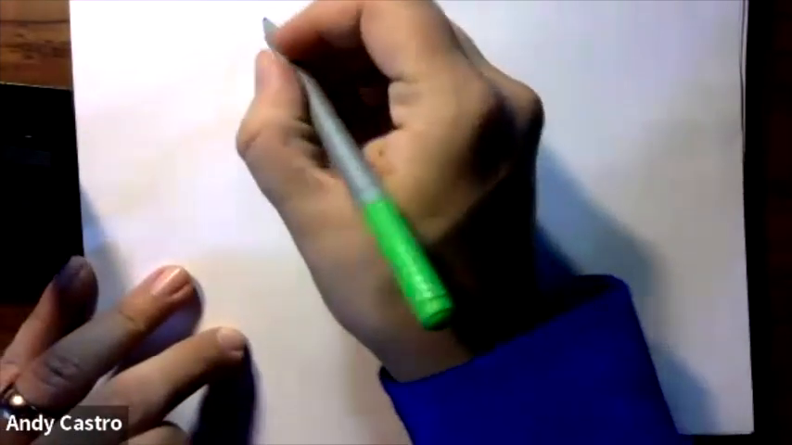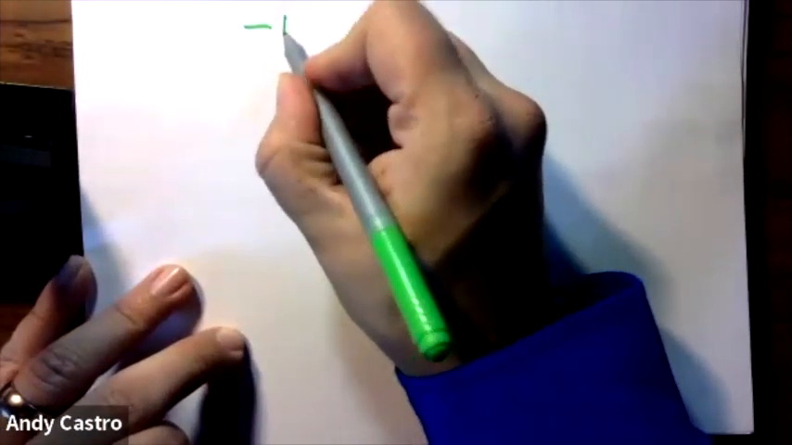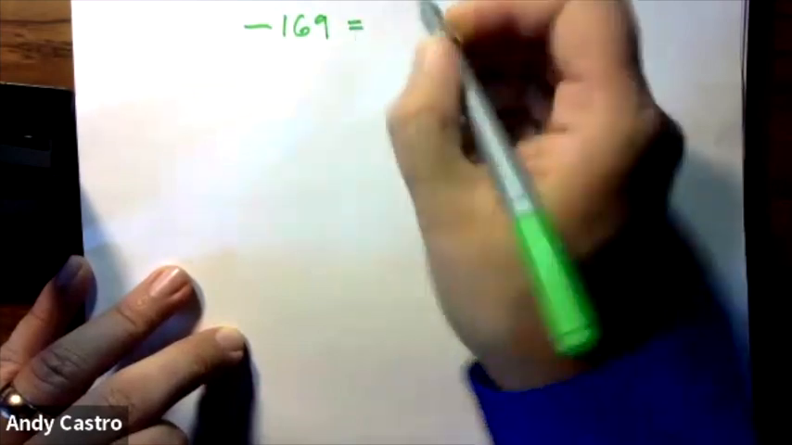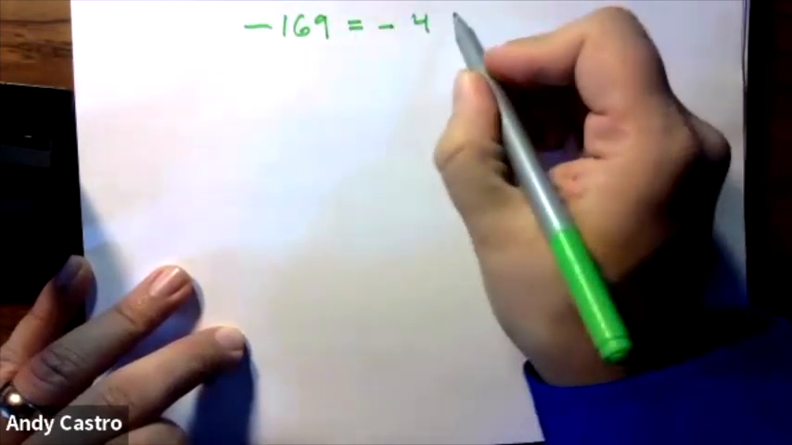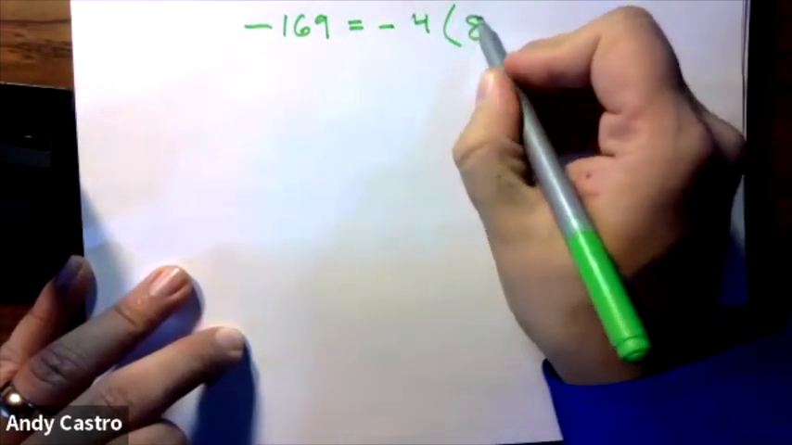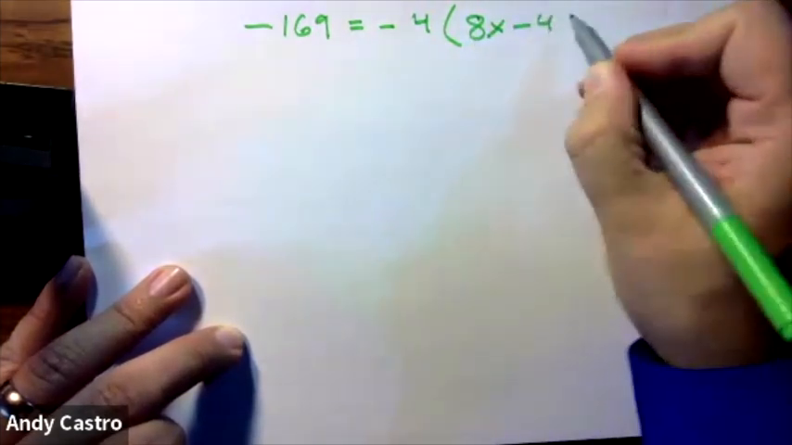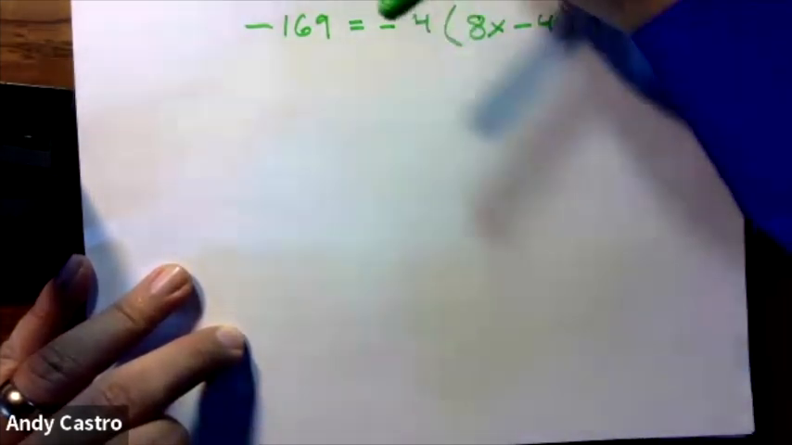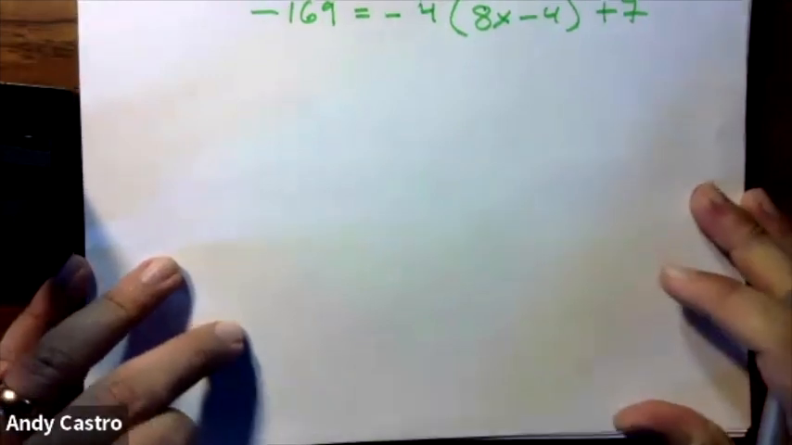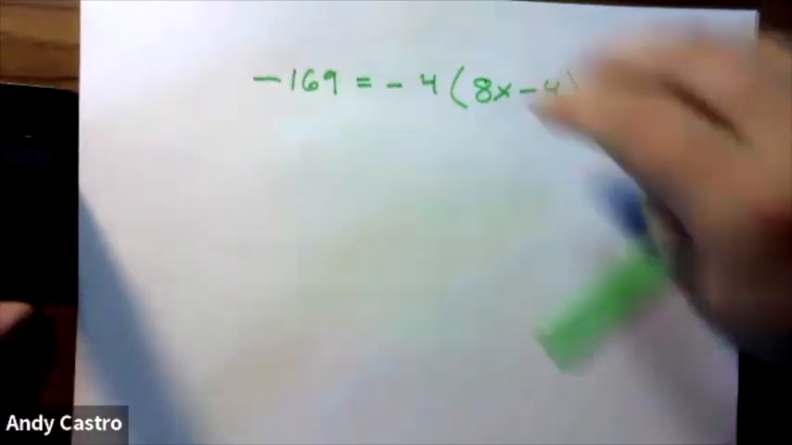All right, so the first one's going to be negative 169 is equal to negative 4 times the quantity 8x minus 4 plus 7.